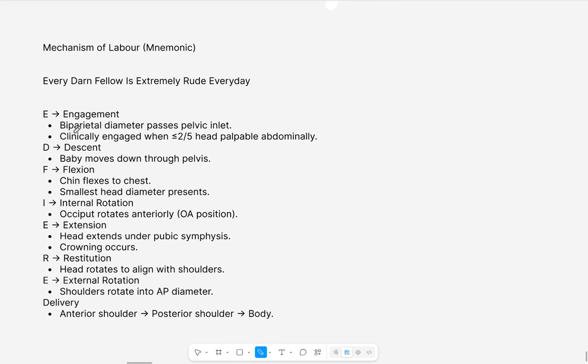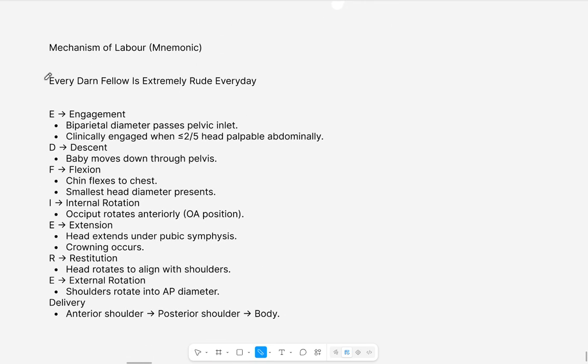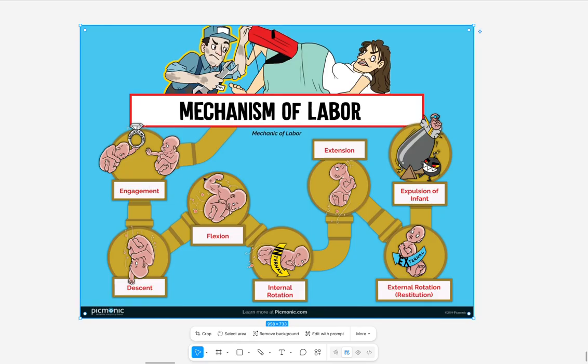In order to learn the mechanism of labor, we have a mnemonic: every darn fellow is extremely rude every day. Okay, every darn fellow is extremely rude every day. Let's look at this picture to understand the mechanism of labor. Now, the mechanism of labor starts with engagement. Engagement is when the biparietal diameter passes the pelvic inlet. Okay, so the biparietal diameter has passed the pelvic inlet at this stage.